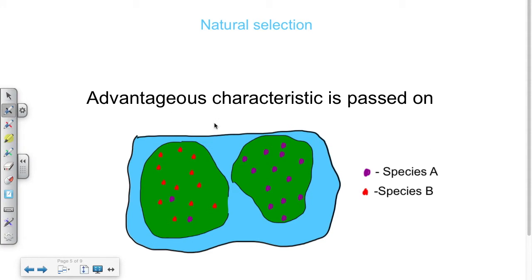But because of genetic variation, not the whole population of species A would have this characteristic. Therefore, some of the population of species A would die out. But the population that did have this characteristic would have survived, and as a result, reproduced.